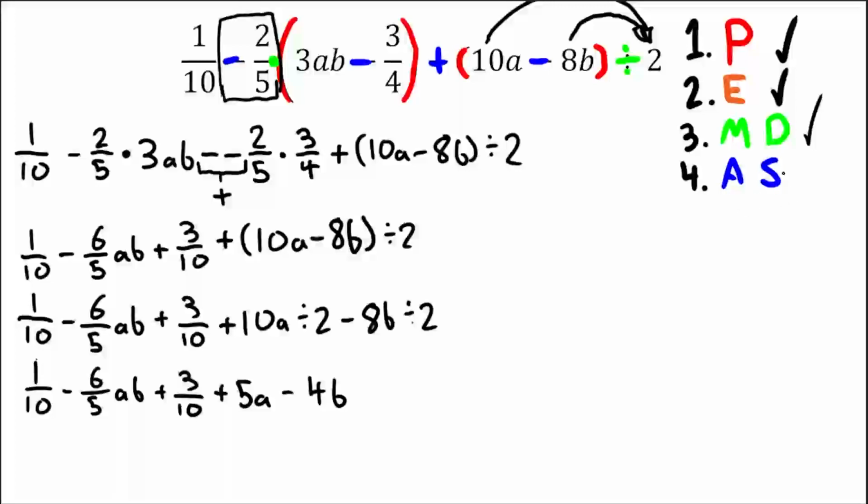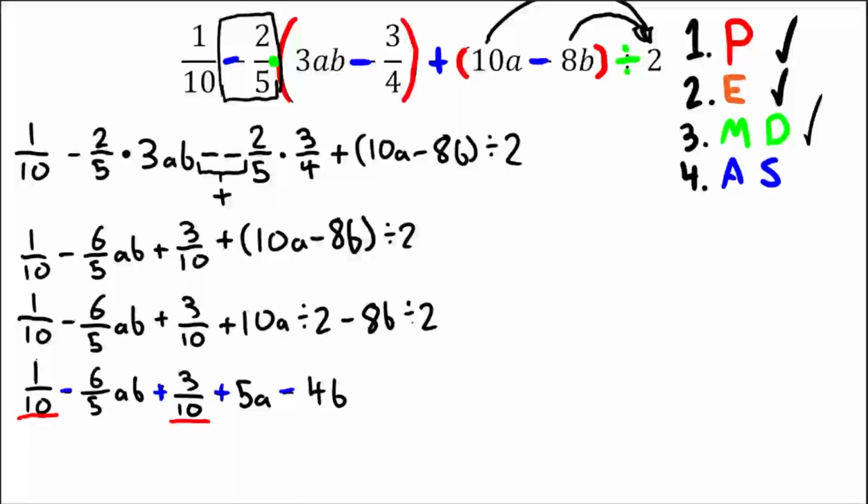We can see there's a plus, minus. So what we have to do is, do you guys remember what I told you about like terms? That's right, we're going to add the like terms together, right? I'm just going to identify the like terms. So we have 1/10 and we have 3/10. They're both like terms because they don't have any variable. So we can add 1/10 to 3/10.